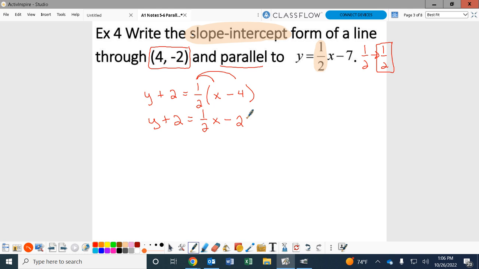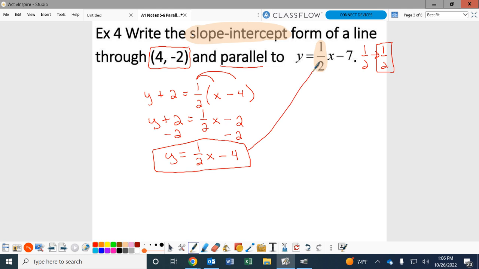So from there, what's keeping it from being slope-intercept form? The 2. How do we get rid of this 2 and make it go to the other side? Minus. Both those are correct. Minus or subtract, doesn't matter, guys. Y equals 1/2 x minus 4. This is a line that would be what to this line? Parallel. How do you know they're parallel? Because they have the same slopes.